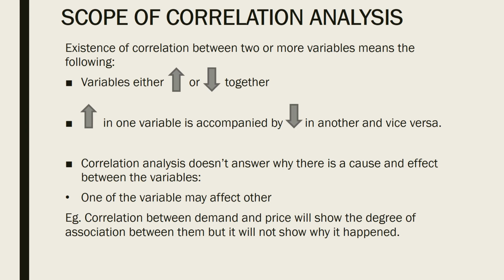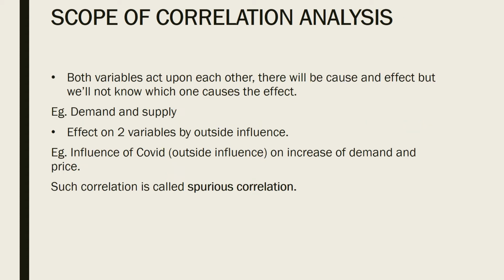But correlation analysis does not tell us why that increase and decrease happens. It doesn't tell us the effect or the cause of the increase and decrease, but just tells us the relationship between the two variables. Okay, and next point is both variables act upon each other. There will be cause and effect, but we'll not know which one causes the effect. So x may cause an effect on y, or y may cause an effect on x. We'll not know which causes the effect, but then we'll know that there's some effect that has been caused.